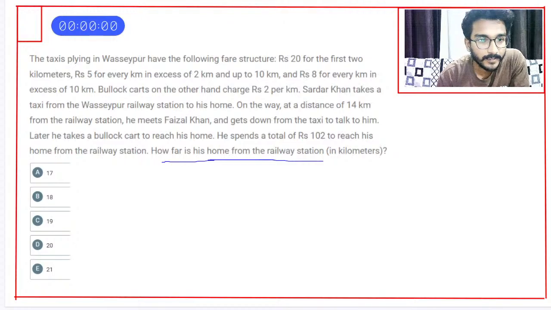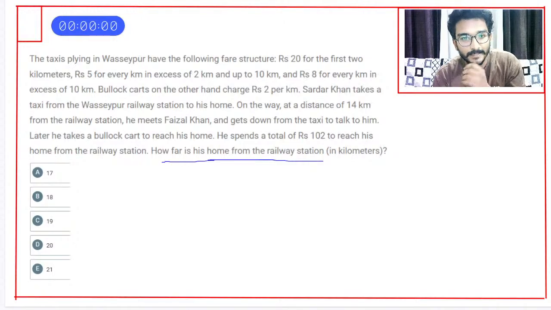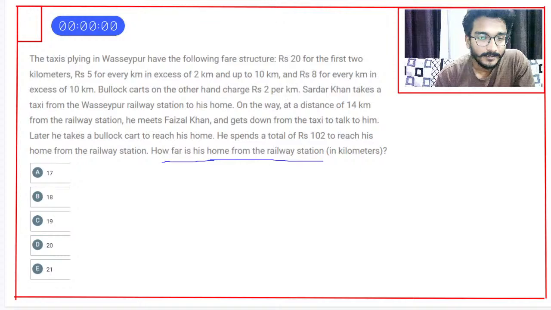So you get C, 19 kilometers. Very good. Correct answer, C. C is correct. Very good, Shubham.